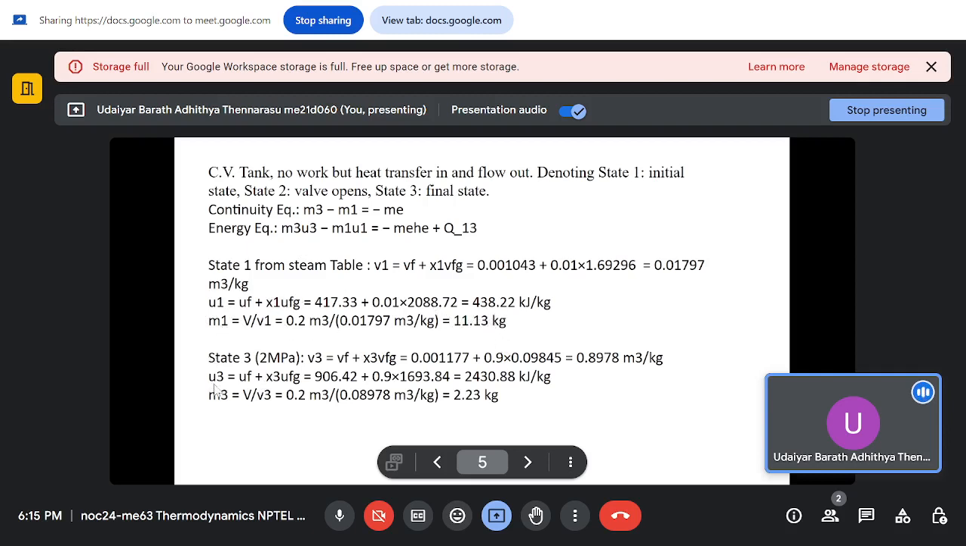Now at state 3, similarly, which is at 2 megapascal and 90% quality, we can find out the corresponding specific volume at 90% vapor. So we'll find V3 as 0.8978 meter cube per kg, and then the internal energy correspondingly is 2430.88 kilojoule per kg.